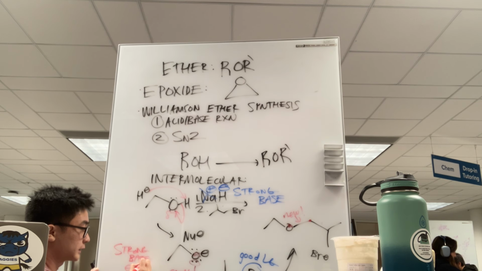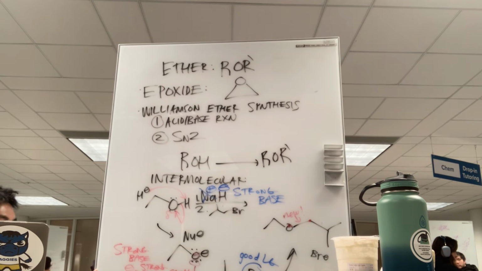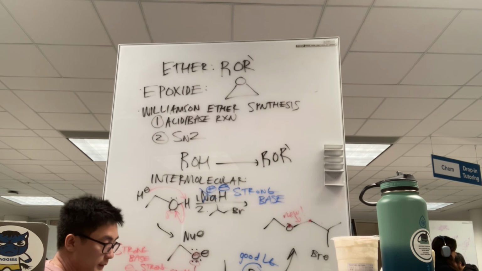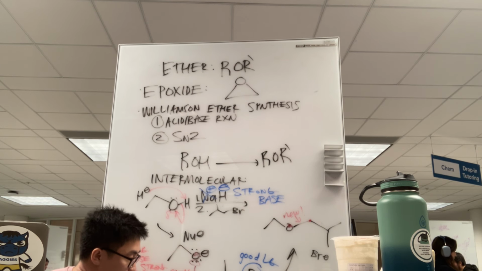Strong base, strong nucleophile. So if you look at that chart, or if you want to understand it, this strong base, strong nucleophile is going to look for an acidic proton, right? And this right here is going to be the alpha carbon attached to the good leaving group, and these right here are the beta carbons.